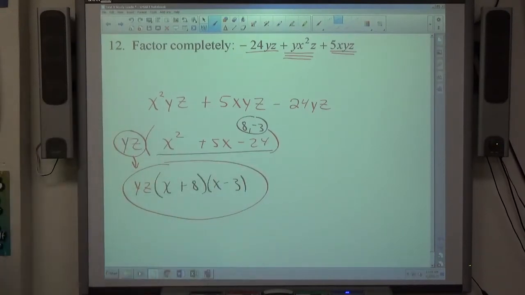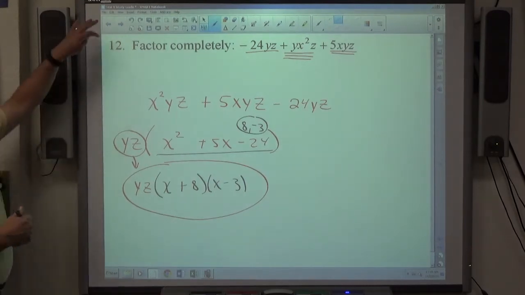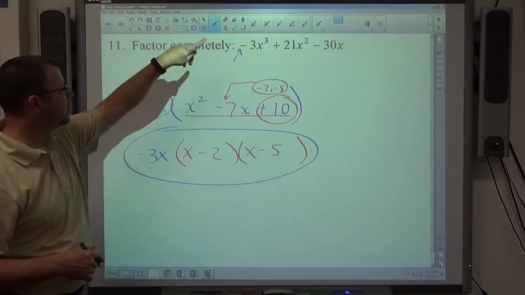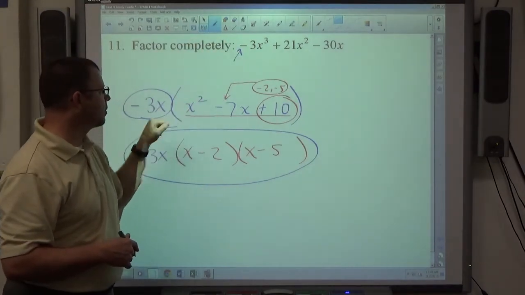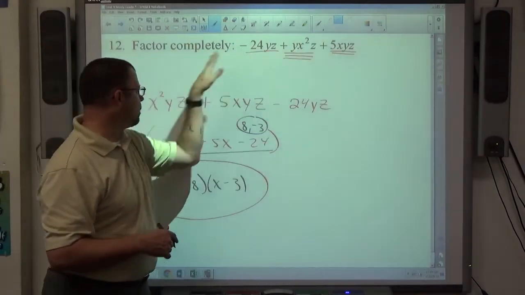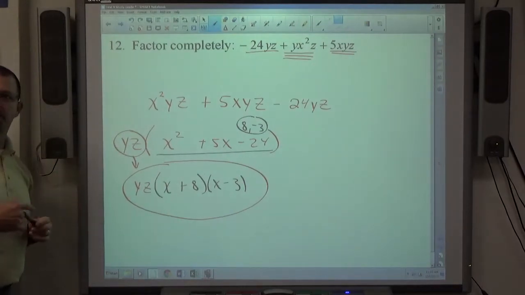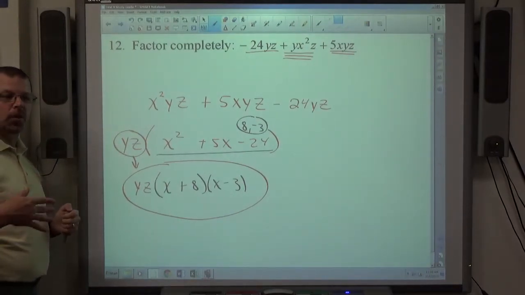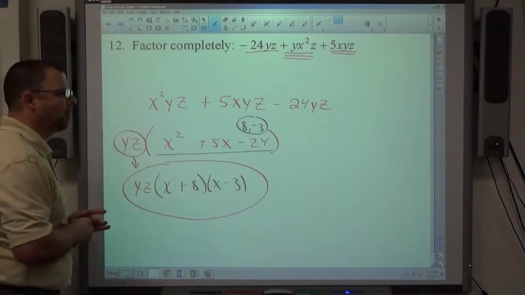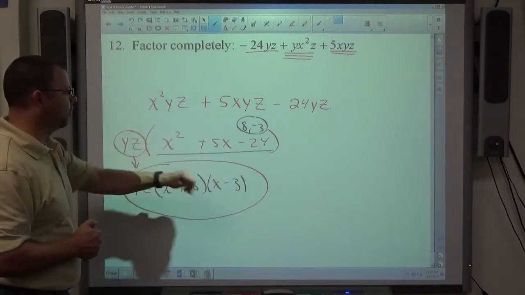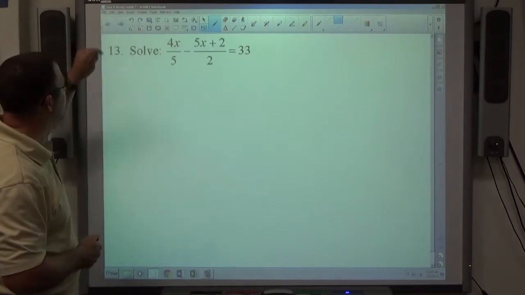Okay, each of those problems should work just like that on the test. There might be some rearrangements necessary. Number 11 had a negative common factor because the highest power was negative. We wanted it to be positive. Number 12's highest power was positive. We took out a positive. That type of stuff is going to happen on at least one of the problems. So look for the possibility of a negative or a positive common factor. Then again, the quadratic should factor beyond that.